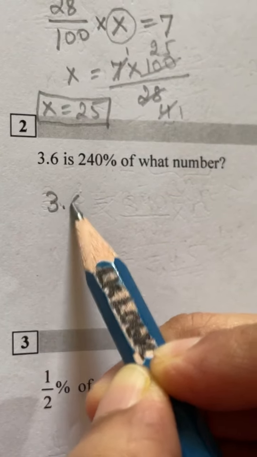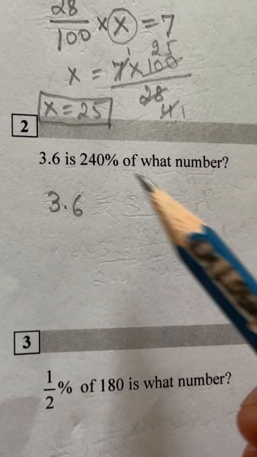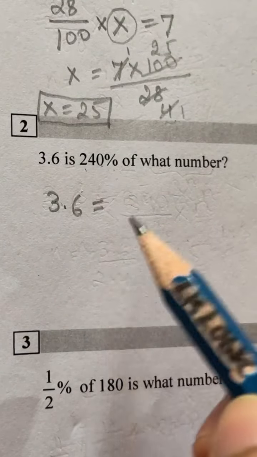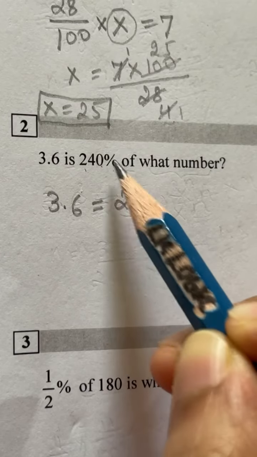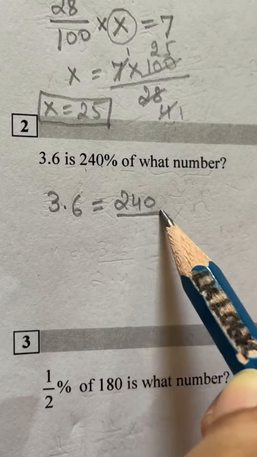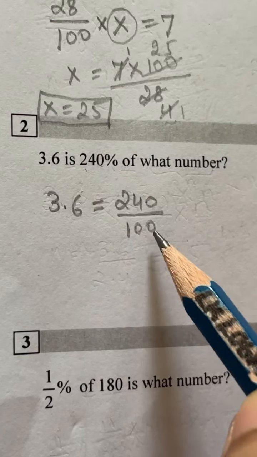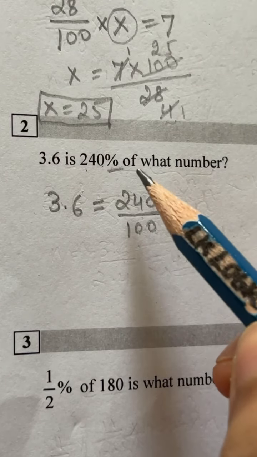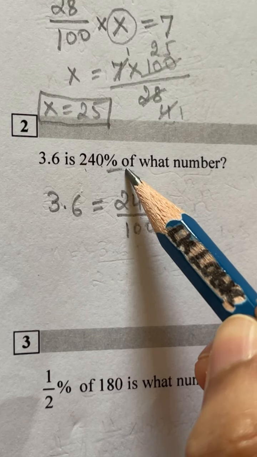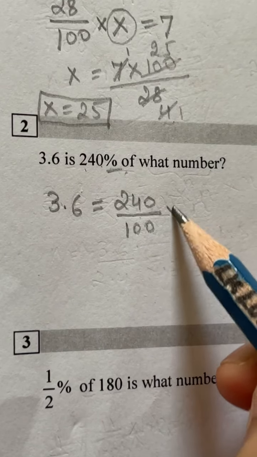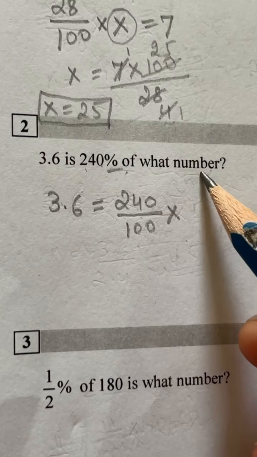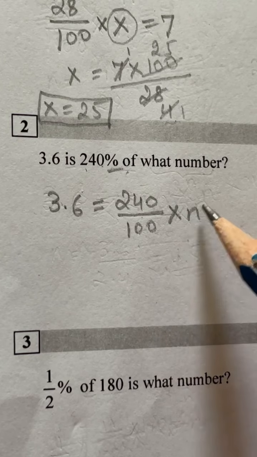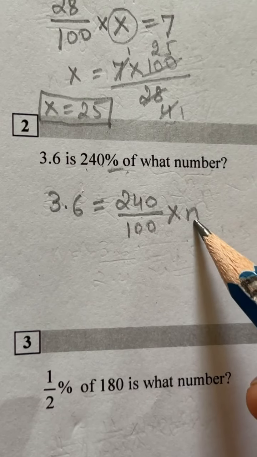That's 3.6. I'm going to write down 3.6 as it is. So that is equal to 240. I'm going to write down 240. The percent symbol is going to change to per 100, or out of 100. Of is represented by multiplication. So we are going to write of, that is multiplication. Of what number? We don't know what number that is. Let it be n this time, because if I write x, you'll get confused. You can write y, z, any variable. So now we are just going to find out n.